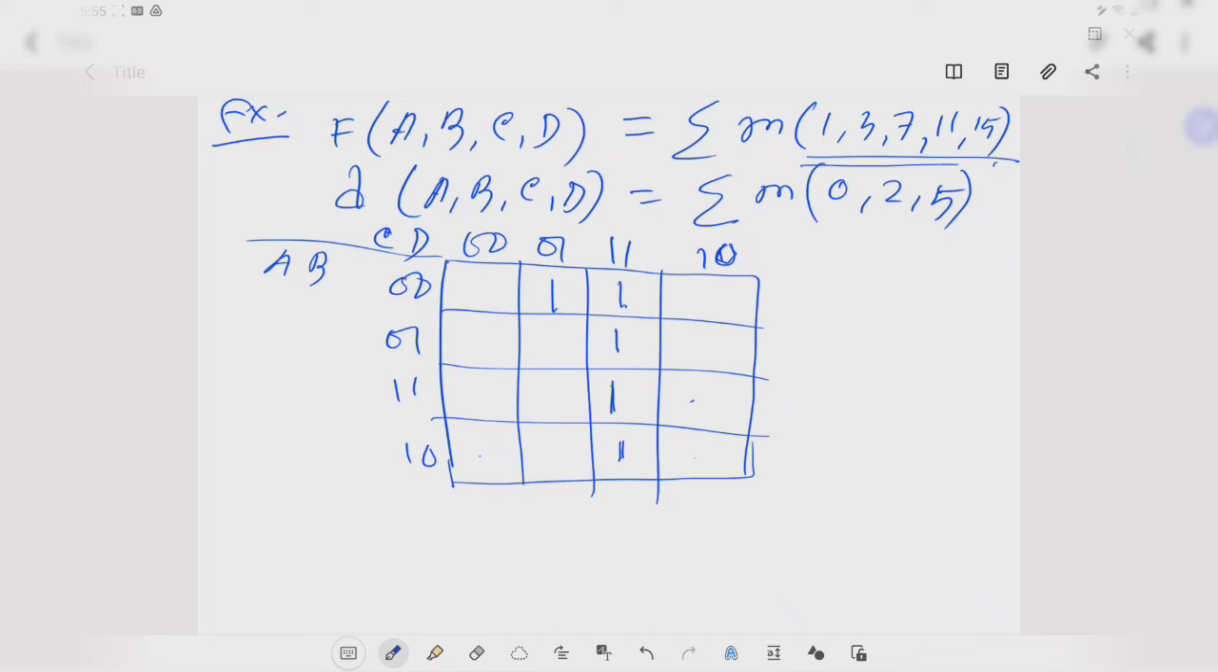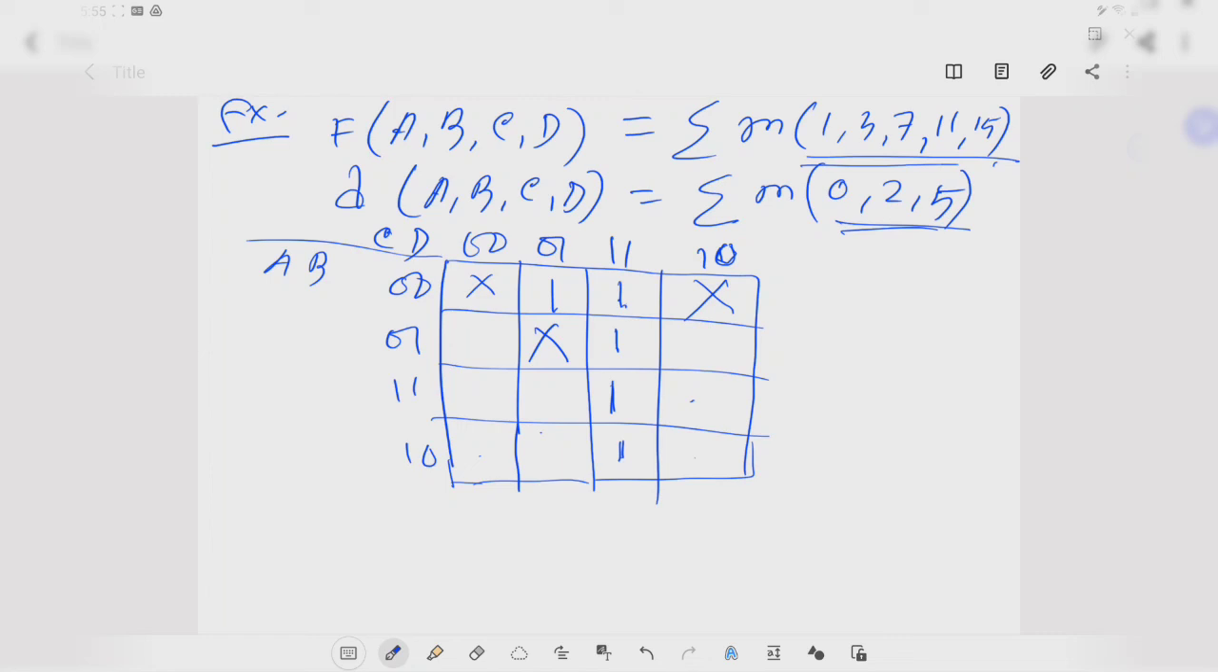So these 5 minterms we have, and for all of these we put 1. And for the don't cares, we have 3 don't cares: 0, 2 and 5. Now we got the K-map, and we need to consider each of the ones. Each of the ones must be covered in order to find the correct function.